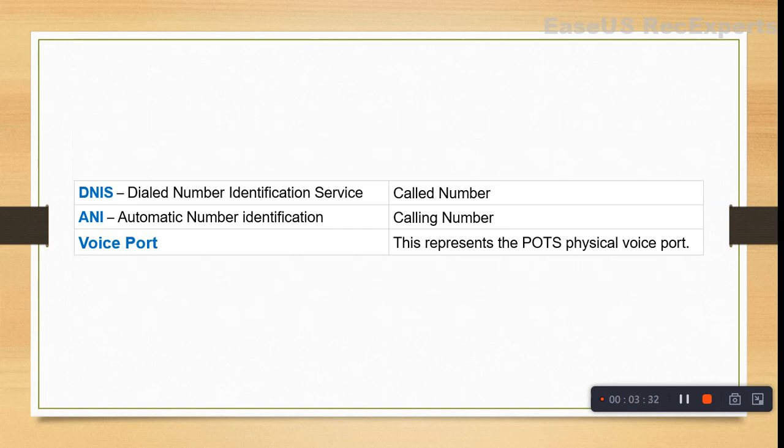Voice port is similar to, and it represents the physical port on the router. It can be a FXO port or a PRI port, right? So it can be any TDM port. It's a physical port number, actually where the cable is connected.